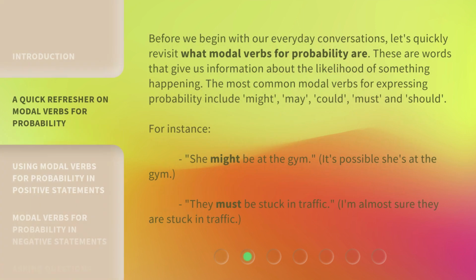Before we begin with our everyday conversations, let's quickly revisit what modal verbs for probability are. These are words that give us information about the likelihood of something happening. The most common modal verbs for expressing probability include might, may, could, must, and should. For instance, she might be at the gym. It's possible she's at the gym. They must be stuck in traffic. I'm almost sure they are stuck in traffic.